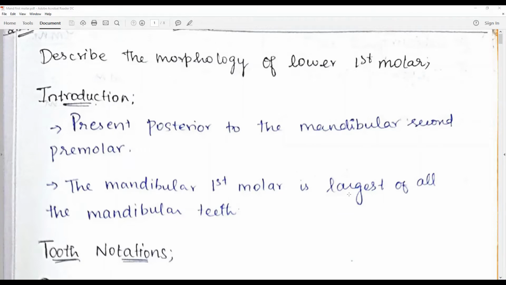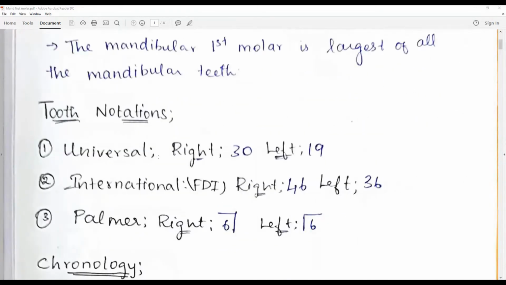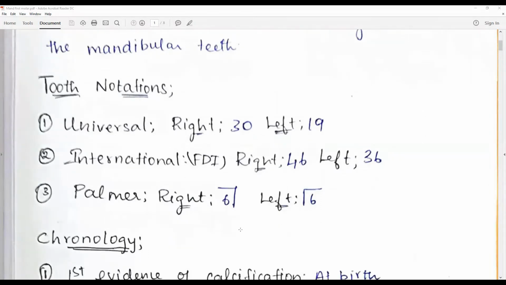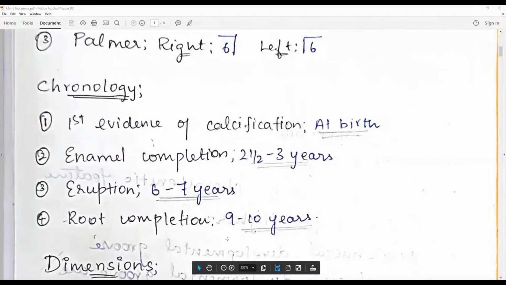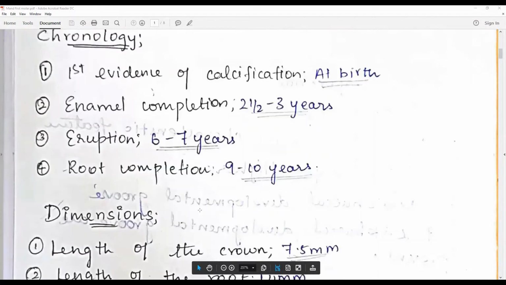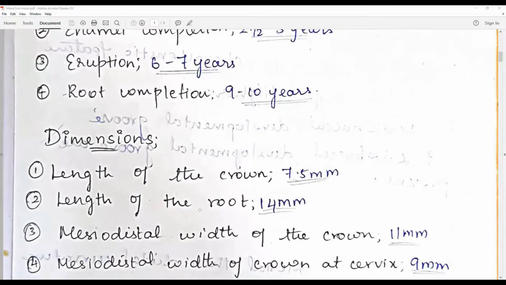And then you proceed to describe the tooth numbers in the three systems: the universal, FDI, and Palmer notations. Universal right side is 30, left side is 19; in the FDI system it is 46 and 36. Then you proceed to write about the chronology: the first evidence of calcification is around birth, enamel completion 2.5 to 3 years, tooth eruption by 6 to 7 years, and root completion 9 to 10 years. Then you proceed to write the dimensions.